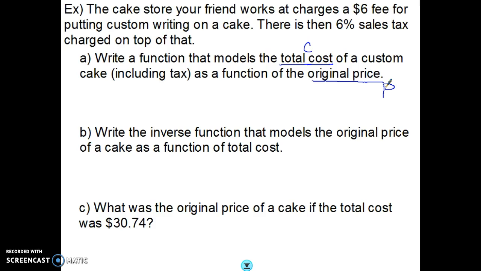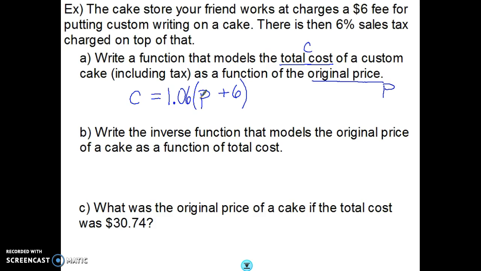So in order to find what the total cost of this cake is, we're going to have to, first of all, take whatever the original price was, and then add on this custom cake fee of $6. Now, in order to do tax, we're going to have to add that 6% on top. Well, 6% as a decimal is 0.06. So in order to add an additional 0.06 on top of this, we'll have to multiply it by 1.06. So this will now give us the total cost of a cake for any original price P.